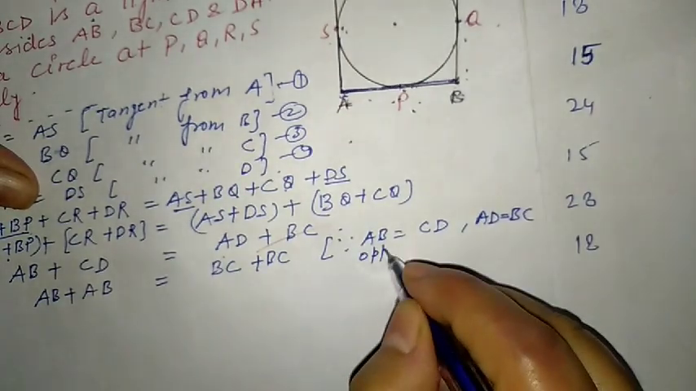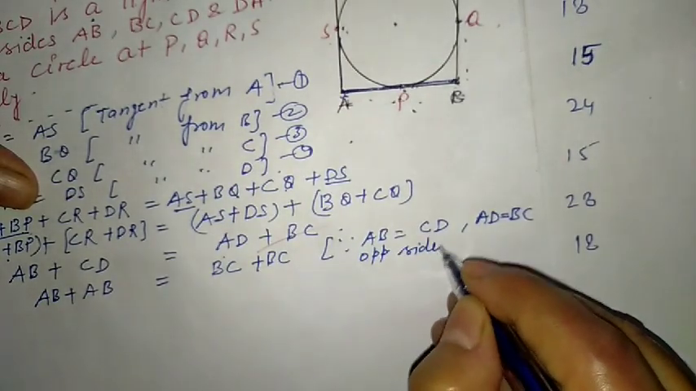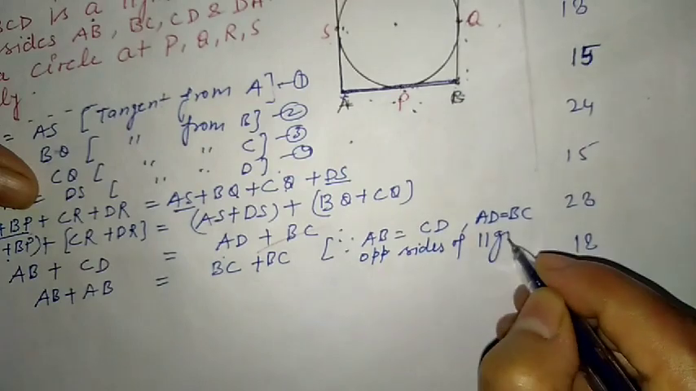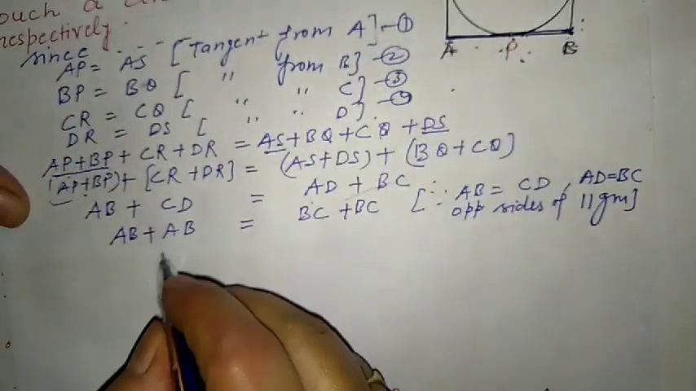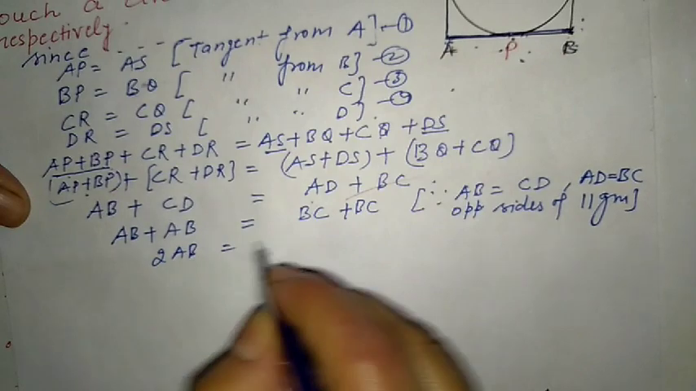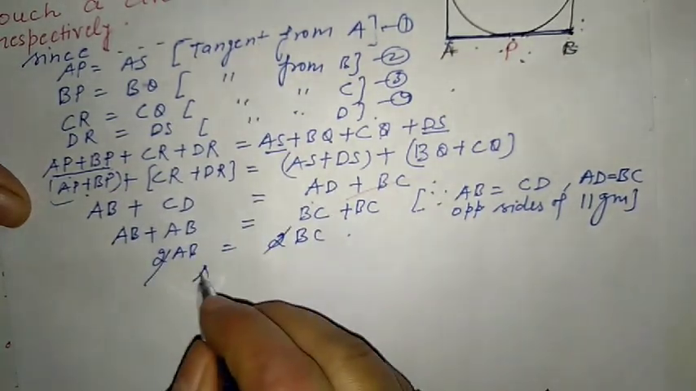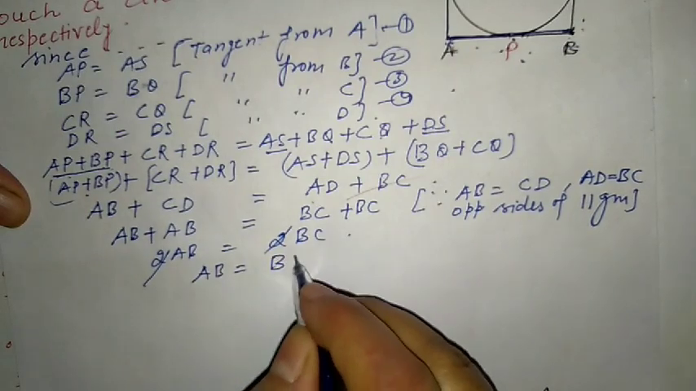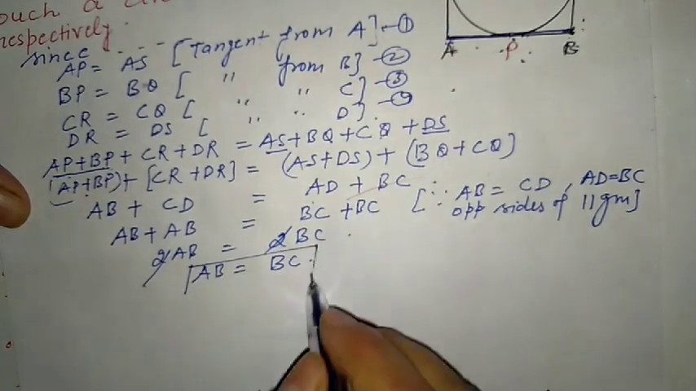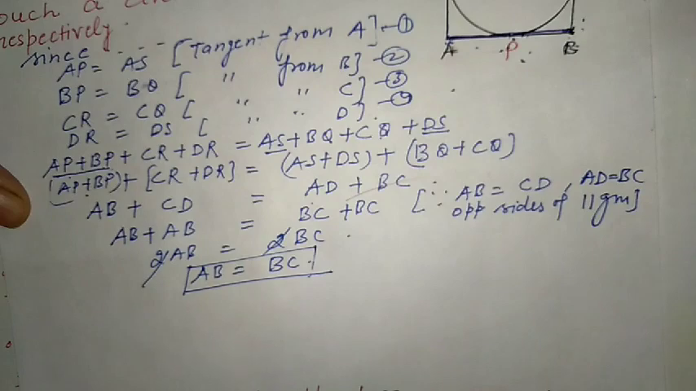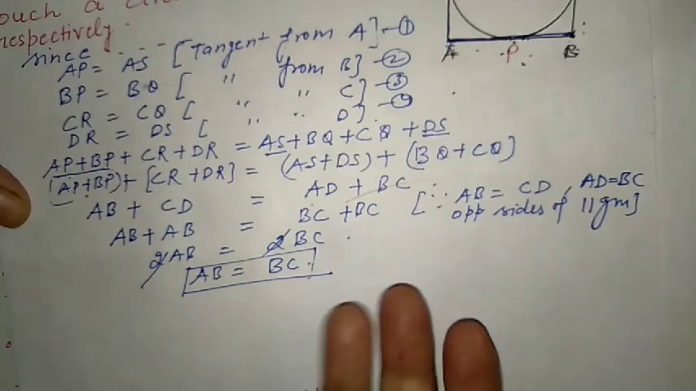These are the opposite sides of parallelogram. So twice of AB is equals to twice of BC. So 2 can be cancelled. So AB is equals to BC. So because adjacent sides are equal, the ABCD is a rhombus.